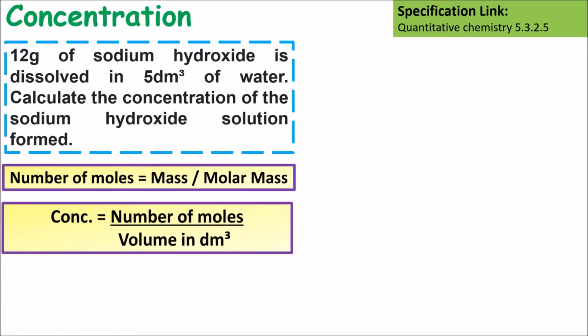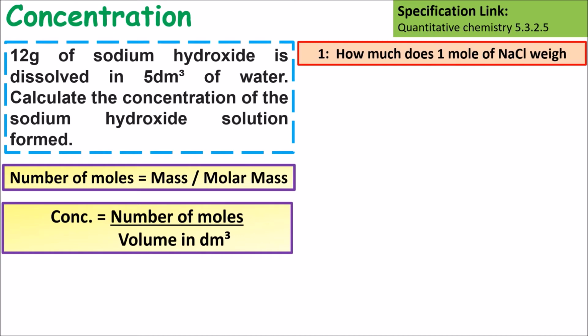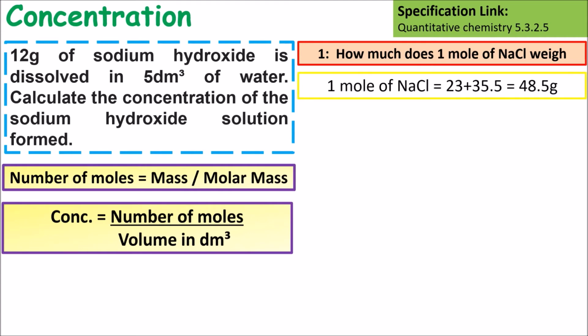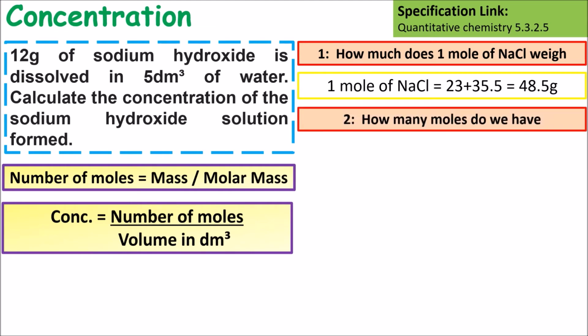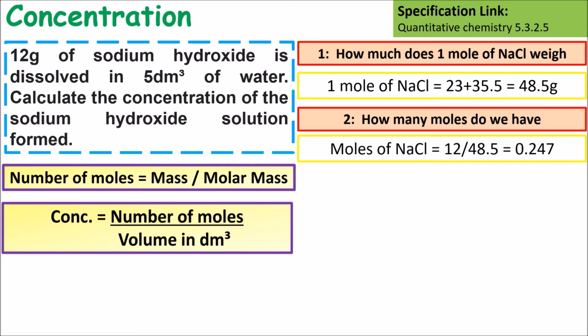So if we had 12 grams of sodium hydroxide dissolved in 5 decimeter cubed of water, calculate the concentration. The first thing that we'll work out is how much 1 mole of sodium chloride weighs. We'd work that out to be 48.5 grams. Then we'd look at how many moles we have, by taking the 12 grams we've got divided by the mass of 1 mole, which would give us 0.247 moles.